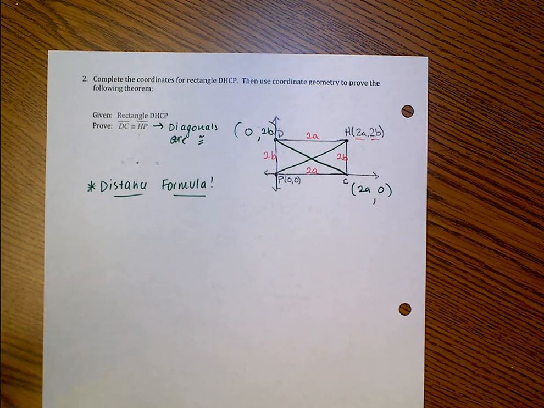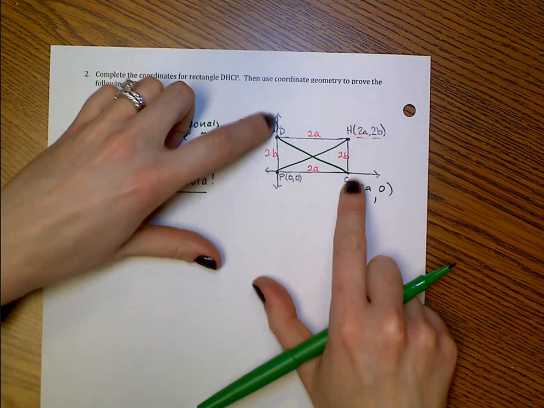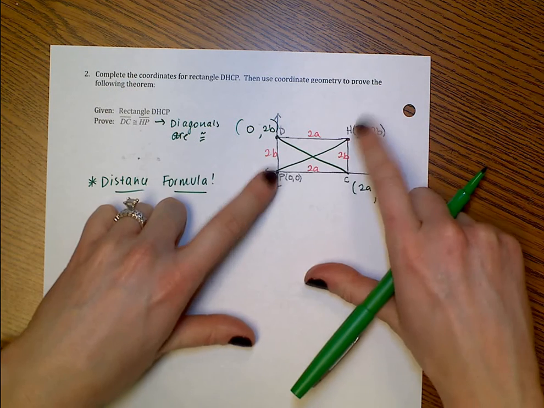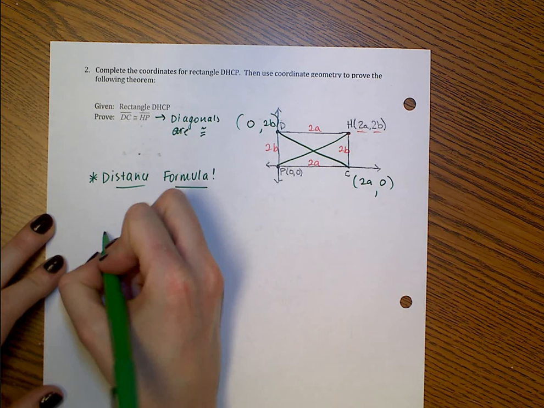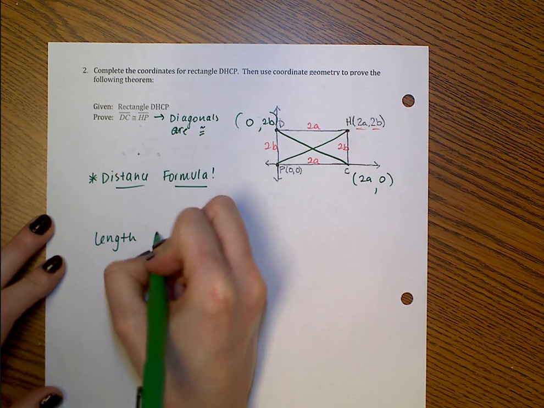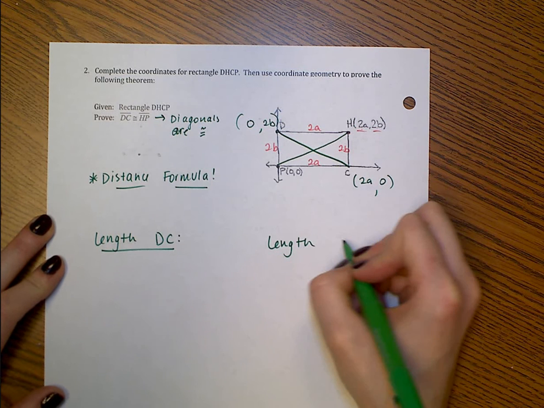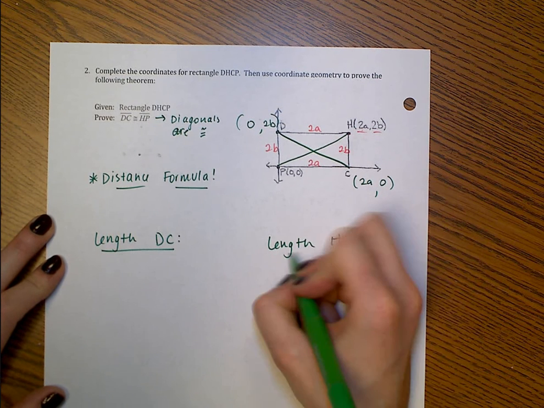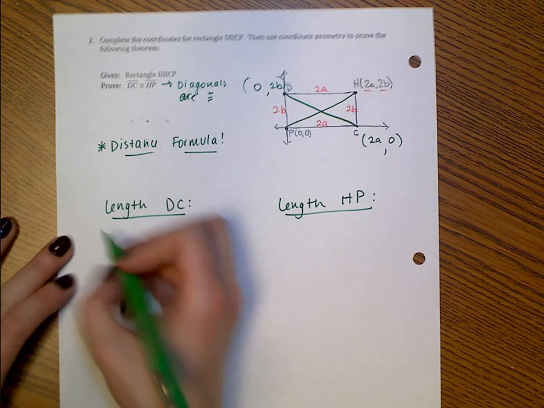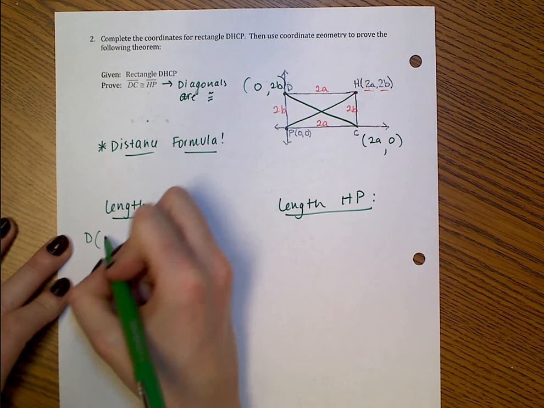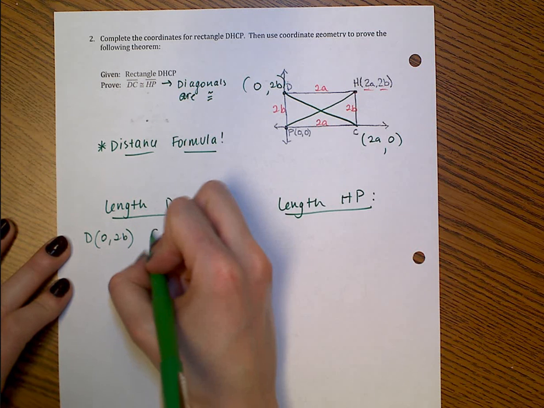Okay, so here's what I have to do. I actually have to do the distance formula twice to show that DC is the same length as HP. Okay, here we go. So I'm going to say length of DC here, and we're going to do it again over here to show the length of HP. I like to remind myself what the ordered pairs are. So D is (0, 2B), and C is (2A, 0).